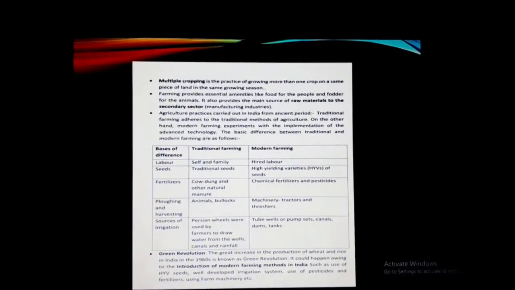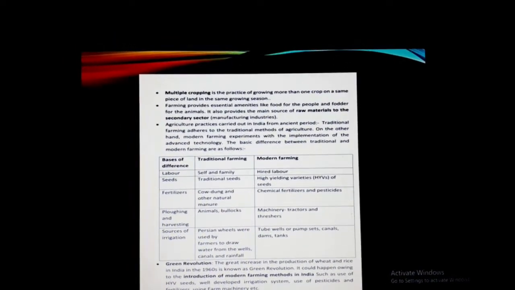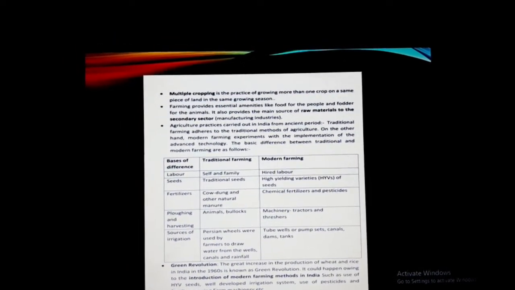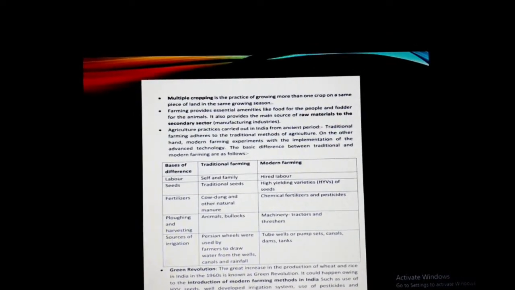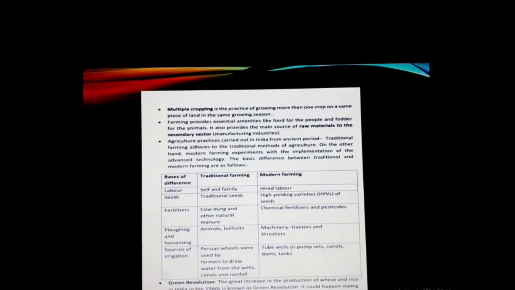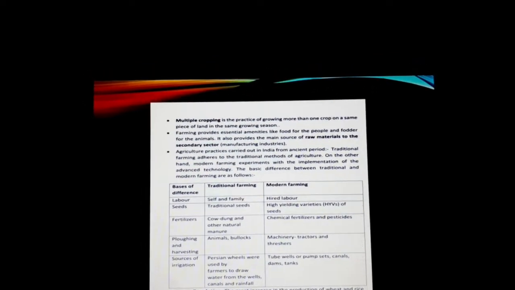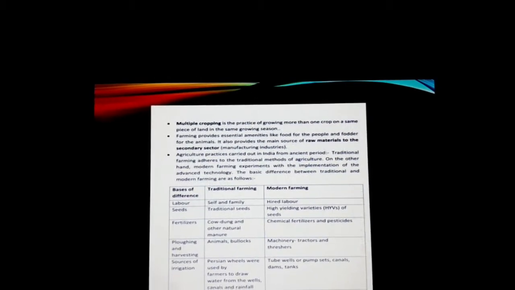Now let's come to what is multiple cropping. It is a practice of growing more than one crop on the same piece of land in the same growing season. Farming provides essential amenities like food for the people and fodder for the animals. It also provides the main source of raw materials to the secondary sector, which is also called manufacturing industries.